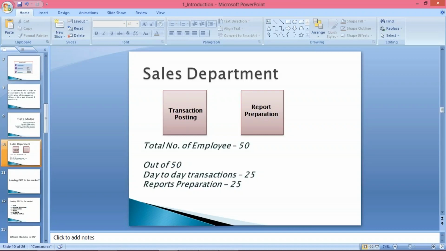What kind of transactions? On a daily basis, a huge number of sales are taking place, so we have to note those transactions down, which means we have to track them. That is called customer-related invoices.